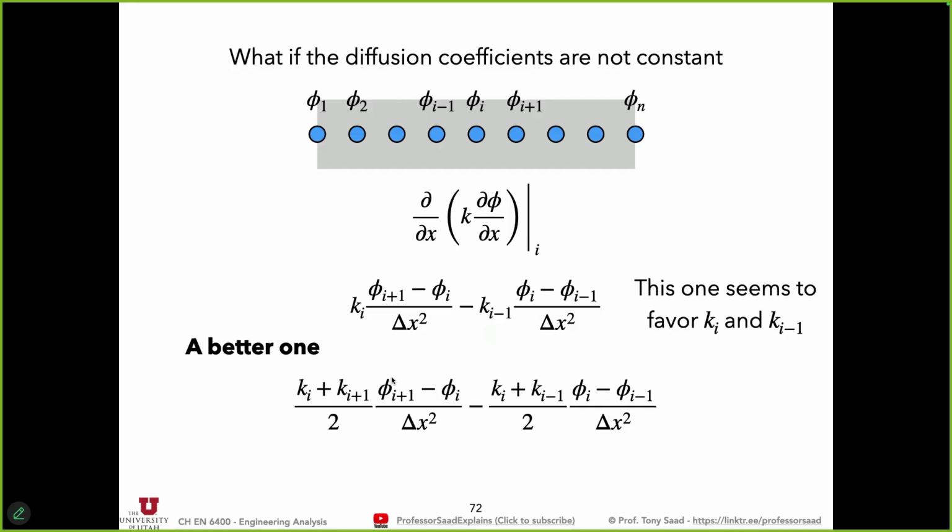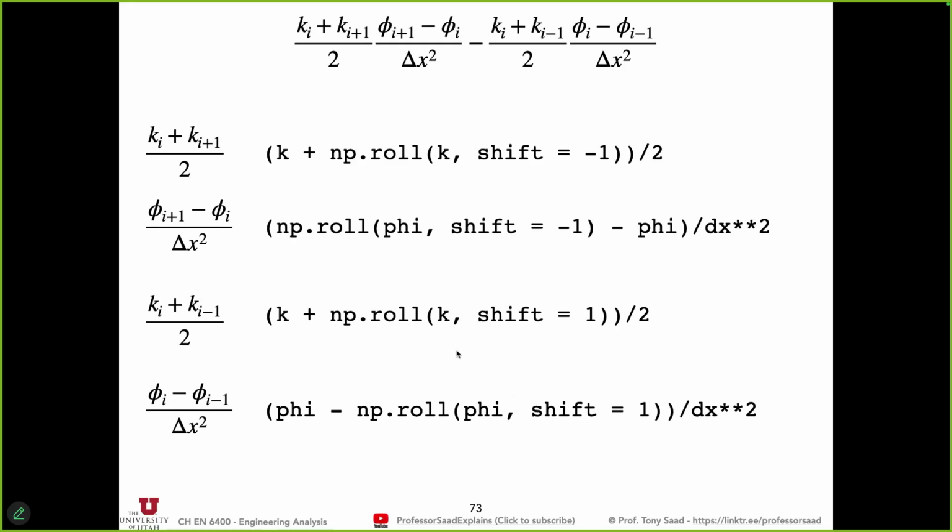But we can do it with numpy.roll, no question, no issues. So here are the formulas, ki and ki plus 1 over 2. You just do numpy.roll on k, and then numpy.roll on this one, numpy.roll on ki minus 1, and then on phi i and phi i minus 1. Okay, so this is following the standard approach that we have been using all along.